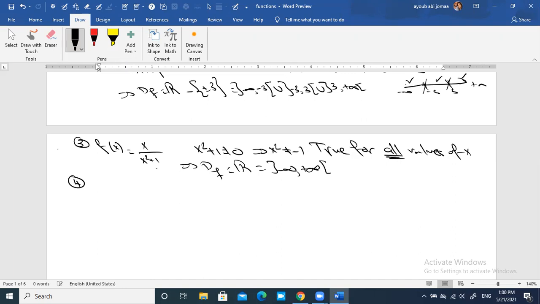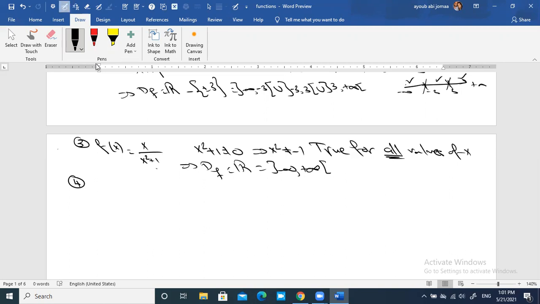Here x squared is not equal to negative 1, and for sure, for any value of x, x squared is not equal to negative 1, which is true for all values of x. What does it mean that it is true for all values of x? It means the domain is all real numbers.